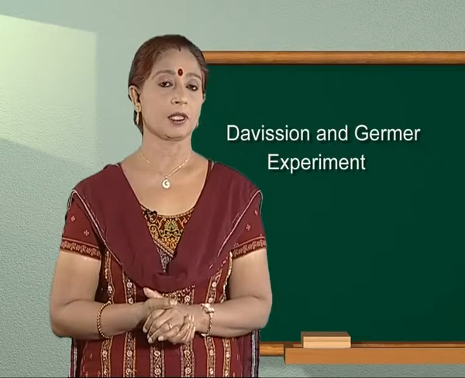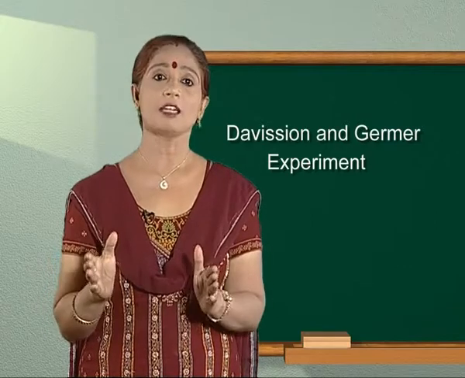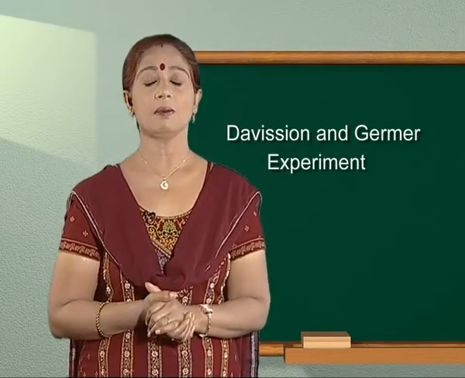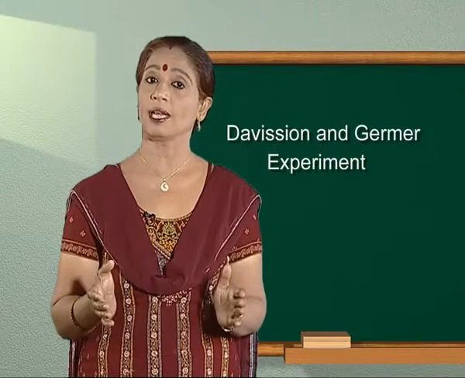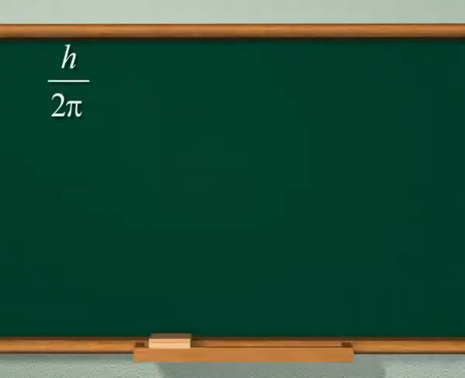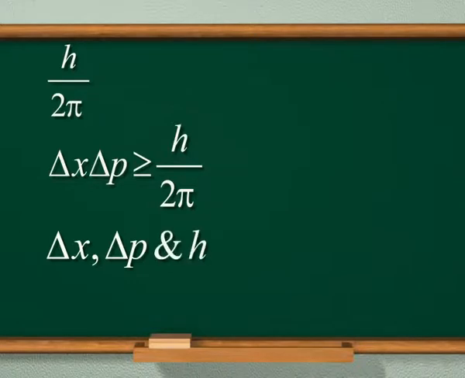The uncertainty principle states that it is impossible to simultaneously know the exact position and the linear momentum of the object, and the product of minimum uncertainty in position and momentum is always greater than or at the most equal to h by 2 pi. Mathematically, delta x into delta p is greater than or equal to h by 2 pi, where delta x and delta p are respectively the minimum uncertainties in position and momentum of the object, and h is Planck's constant.